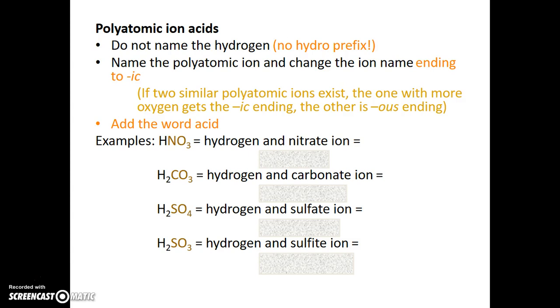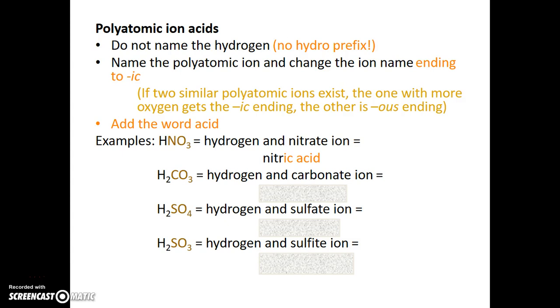and the one with less oxygen is the OUS one. So we have HNO3, which again is hydrogen followed by nitrate ion. Nitrate has more oxygens than nitrite, so it's the icky acid. And again, it's nitric acid. No hydro beginning. Even though hydrogen's in the formula, it is not in the name.